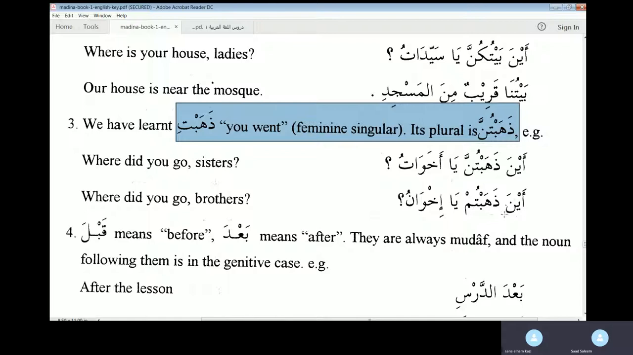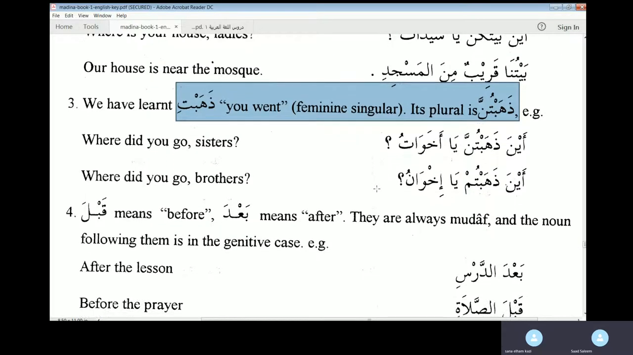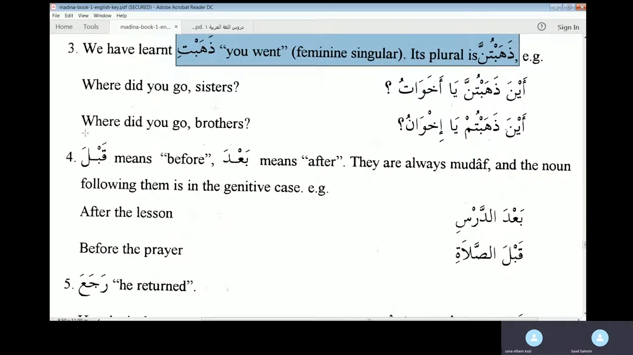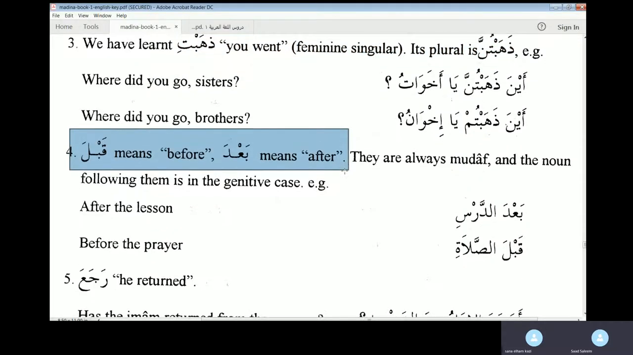Example, where did you go, sisters? Aina zahabtunna ya akhawatu. Where did you go, brothers? Aina zahabtum ya ikhwanu. Qabla means before, bada means after. They are always mudaf and the noun following them is in the genitive case.